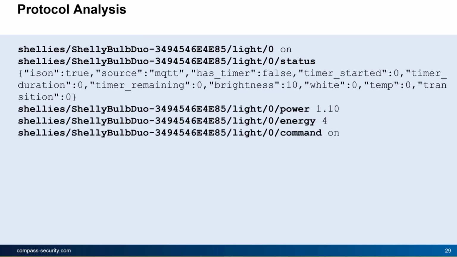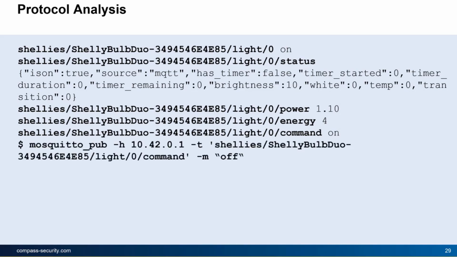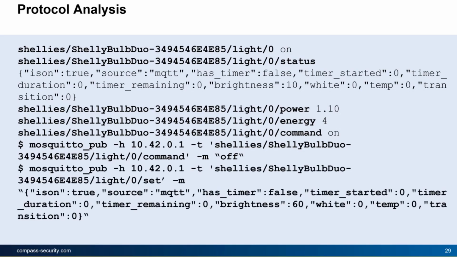And we also have an interesting topic here called command. And via this command, we are now able to interact with this device. So if we publish this off value to the command topic on the broker, the device is subscribed to this topic, meaning it will receive this off, and then it will turn the lights off. But we also have the possibility to use the set topic, which allows us to define multiple values, for instance, here, increasing the brightness to 60.